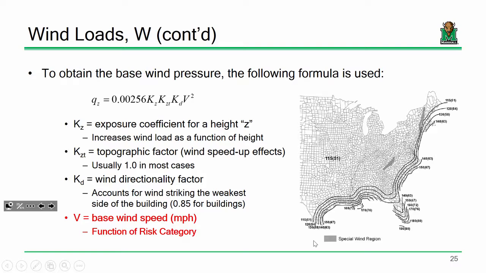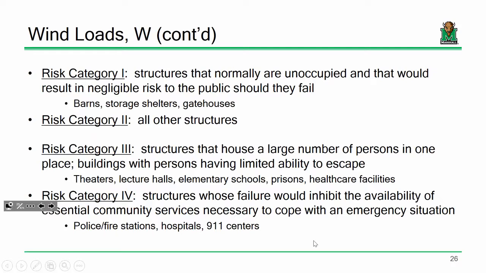We discussed the base wind pressure equation and the factors that go along with it: exposure coefficients, topographic factors, directionality, and then, of course, our base wind speed. The one that's complicated is KZ. That's the one that you actually have to do a little bit of calculation for. We talked about risk categories. Risk categories affect seismic design as well, although we are going to kind of soften it a little bit.